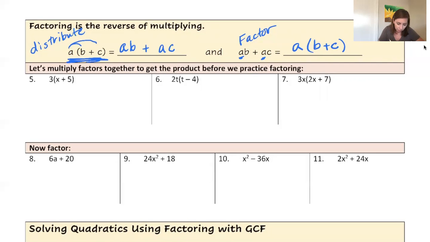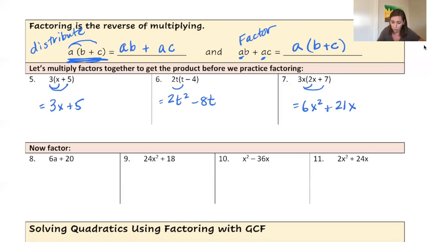All right, so we're going to practice. We're going to distribute the 3 through. And really at this point, you could stop the video and actually do problems 5 through 11 on your own and try them and then restart the video and check your work. Let's see, 2t squared minus 8t. So distributing that 2t all the way through. And this one will be 6x squared plus, oops, I almost wrote 7. Let's try that again, 21x.